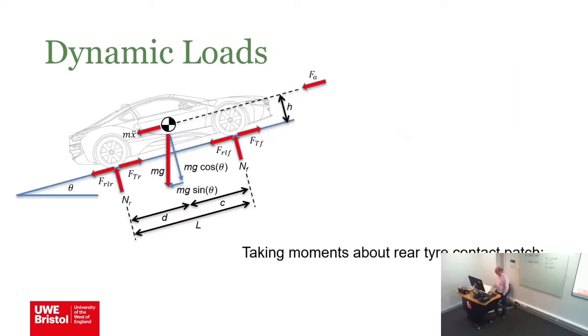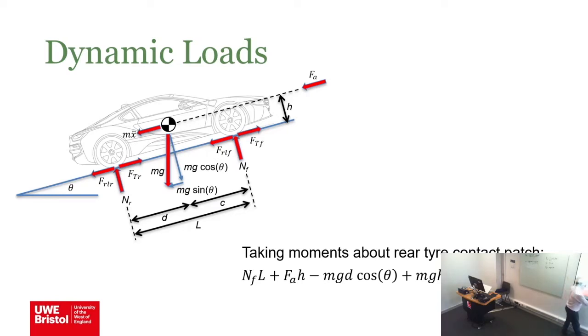And so if we take moments about the rear tyre contact patch again, we've got similar sorts of things going on. So NF times L, positive direction, anti-clockwise. Well FA times H, which is also a positive thing. We've got m x double dot times H, also in that direction, and then we've got mg d cosine of theta, which is in the negative direction. And mg h sine of theta, this one here, is also in the positive direction.